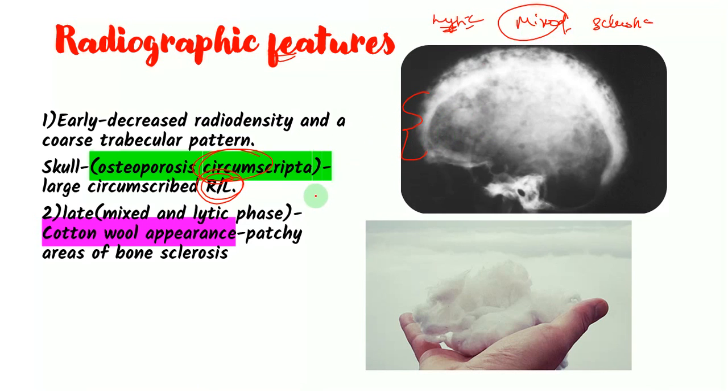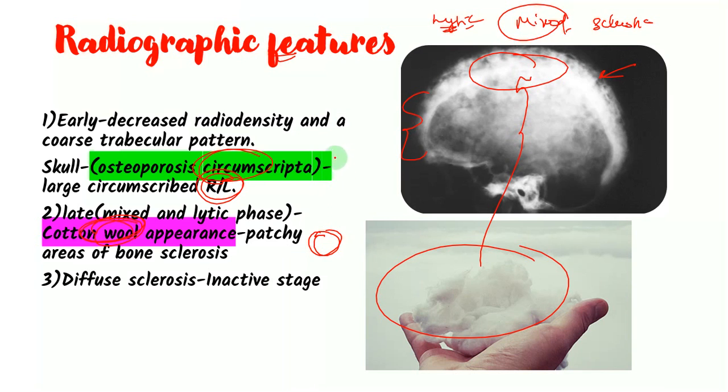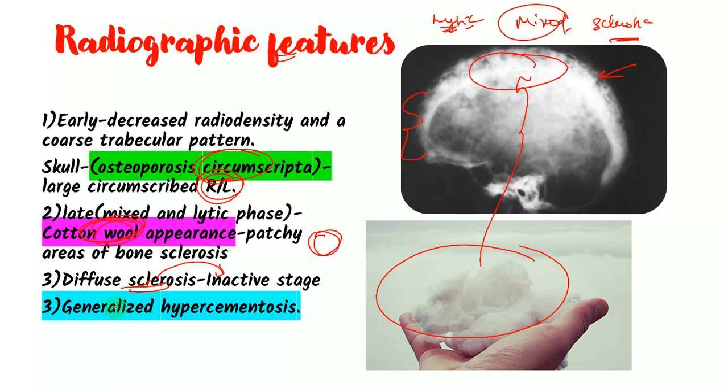Here there is abnormal bone deposition. This is indicated by cortical thickening, changes in the inner surface of the outer table of the skull, as well as something called the cotton wool appearance, right? Cotton wool appearance indicates a sclerotic lesion surrounded by areas of demineralization. So you see them in the skull. Apart from that, ultimately there is diffuse sclerosis entering the inactive stage.